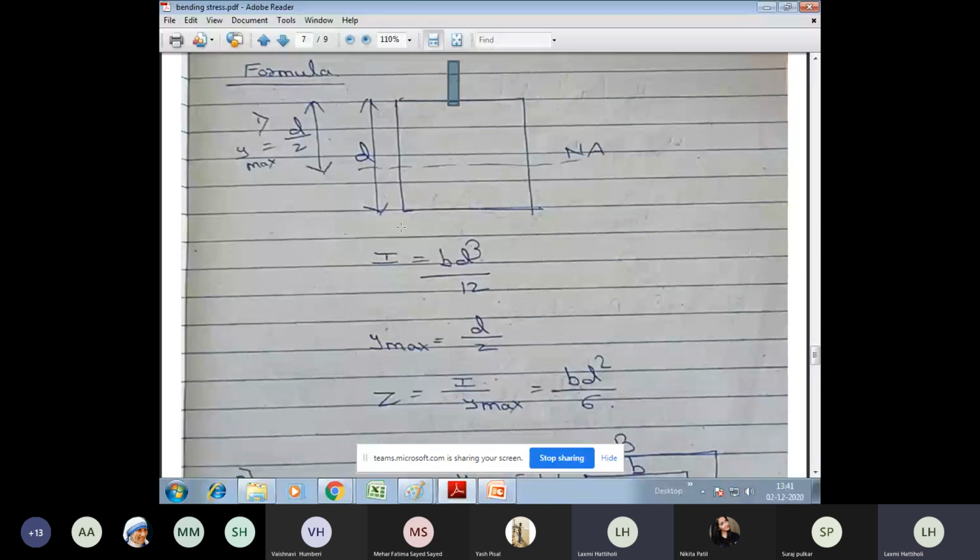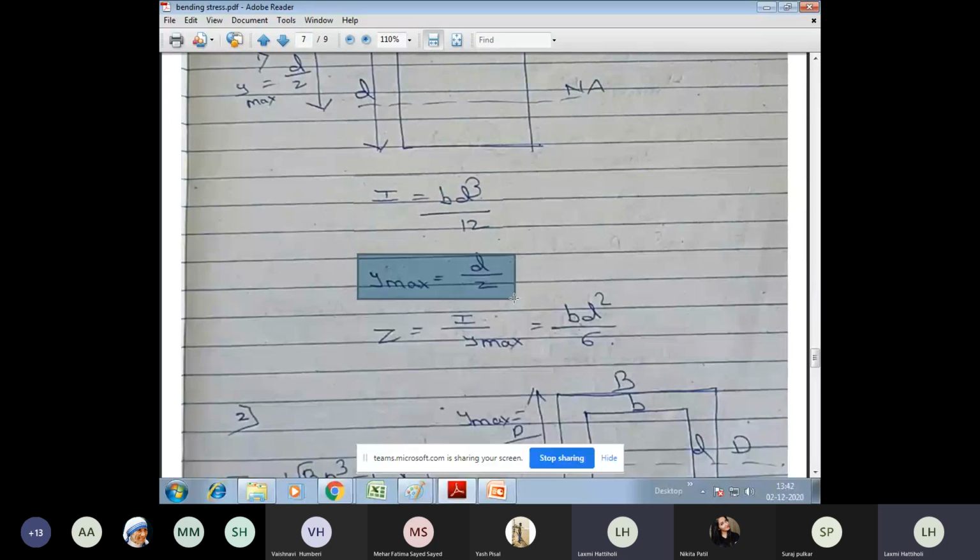Please remember this, because sometimes you may take it as BD cube by 12 or DB cube by 12. How to consider this? Just remember: if you are applying the load in this way, the dimension parallel to your applied load becomes D. So BD cube by 12. Suppose it is reversed, if I'm applying the load in this way, then it is DB cube by 12. Please remember this. In this case, I is BD cube by 12.